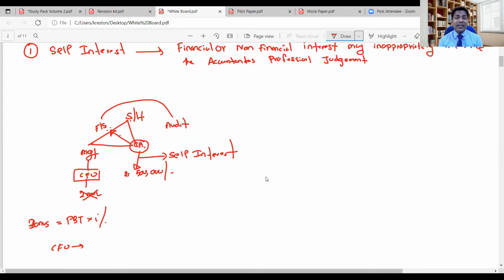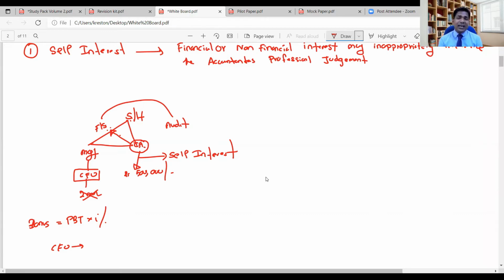The mind is diverting from your objective of giving the correct financial position into a personal financial or non-financial interest. Now I told you many examples. Another last example, otherwise I will be explaining only the self-interest.